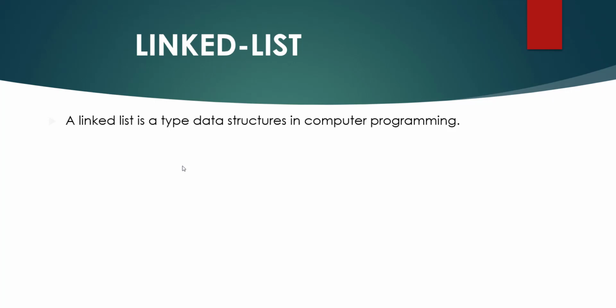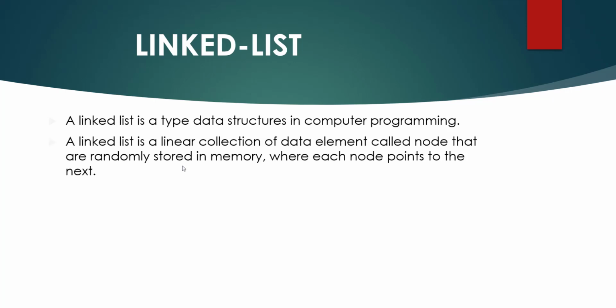A linked list is a type of data structure in computer programming. A linked list is a linear collection of data elements called nodes that are randomly stored in memory, where each node points to the next node.